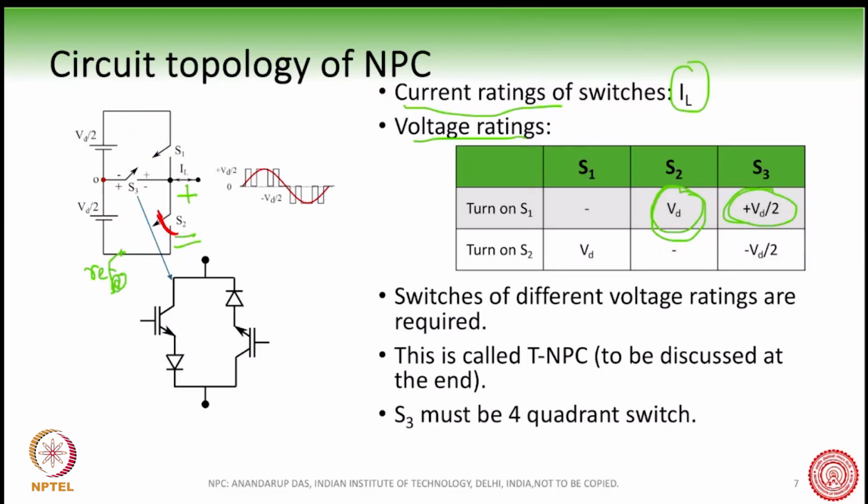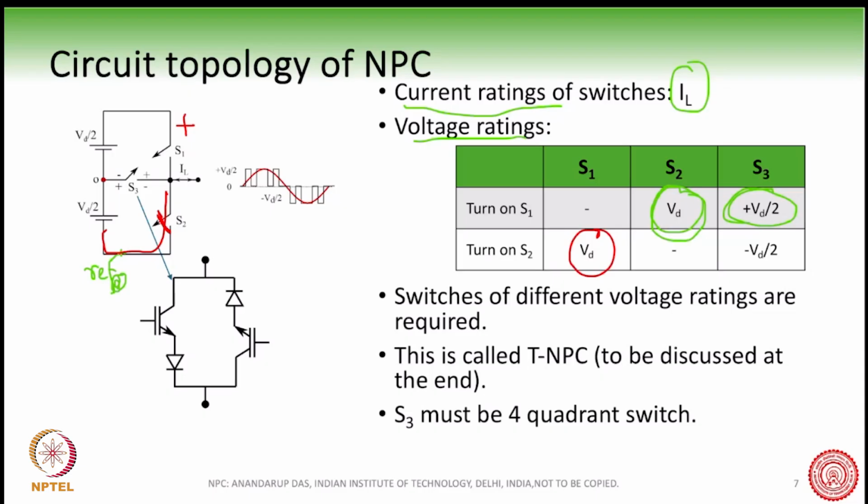Okay. So if S1 is off and S2 is on, right, then what happens? You can see this point is now connected here. And then this point is becoming plus, and S1 has to again block a voltage of VD, right? And it will come across this switch here with the terminal shown. So S1 should also have a voltage rating equal to VD.